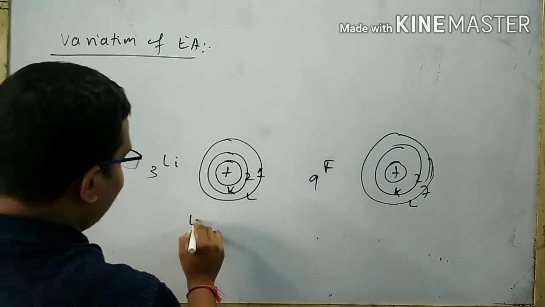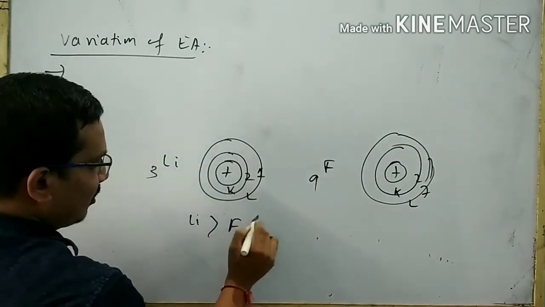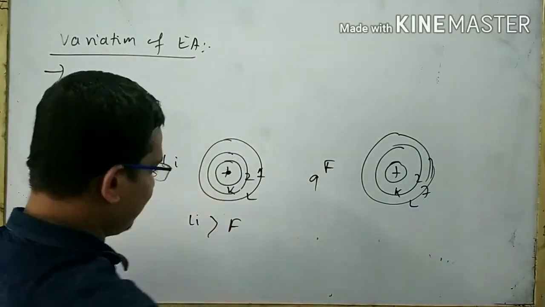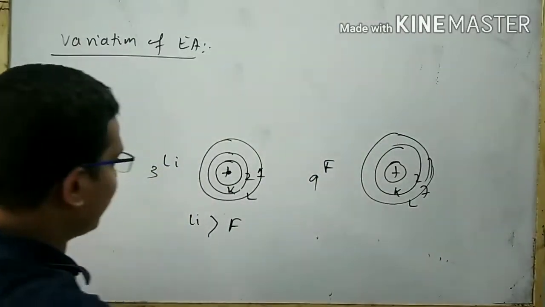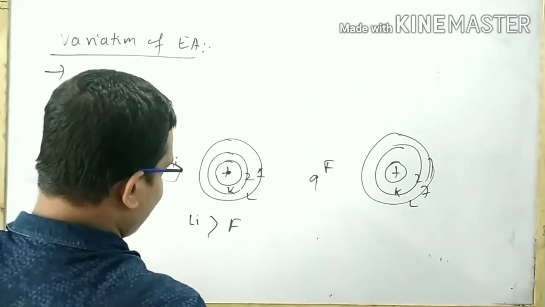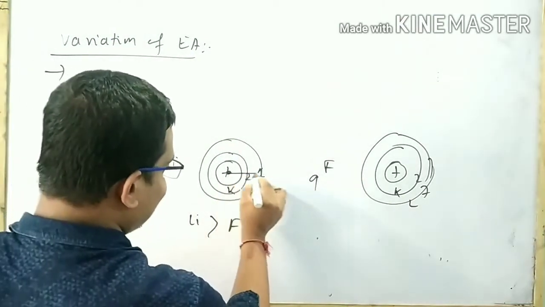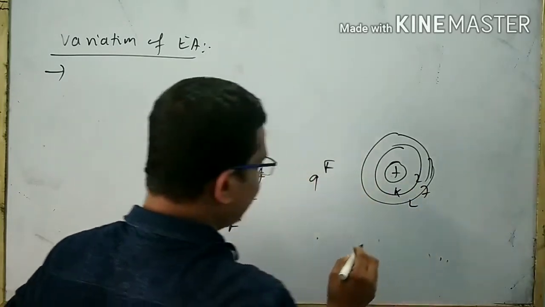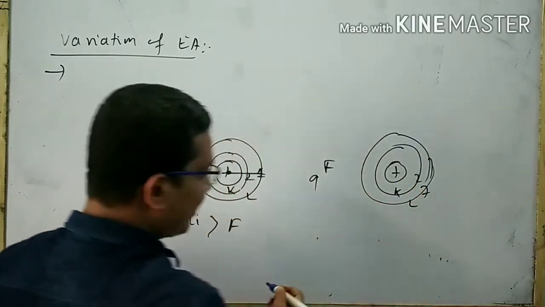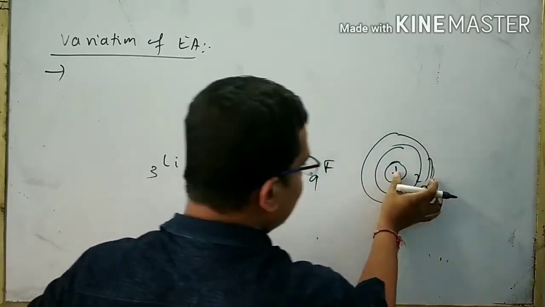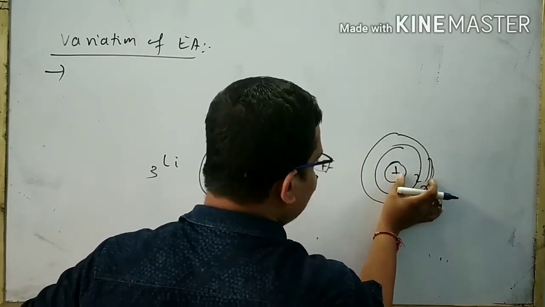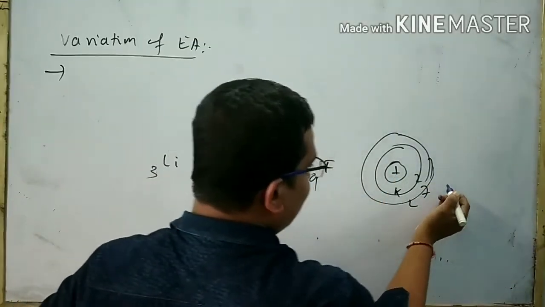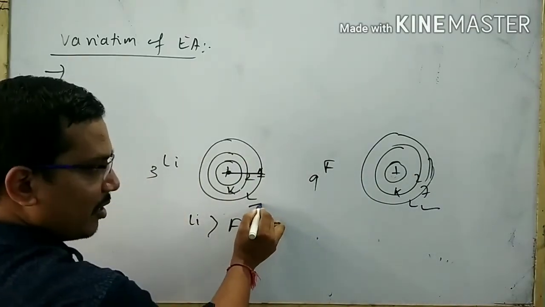We know that the atomic radius of lithium is more than fluorine. Here the effective nuclear charge for an electron is less because the distance is more. But fluorine has more effective nuclear charge as compared to lithium because it has a small size. The atomic radius of fluorine is smaller than the atomic radius of lithium. So the distance is small. Here is the L shell, here is also the L shell, no doubt.